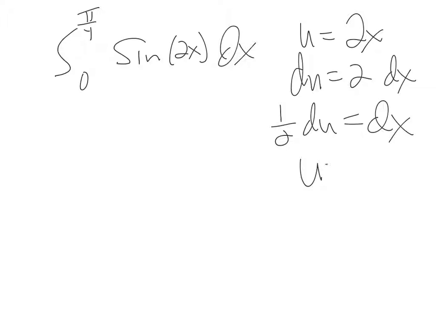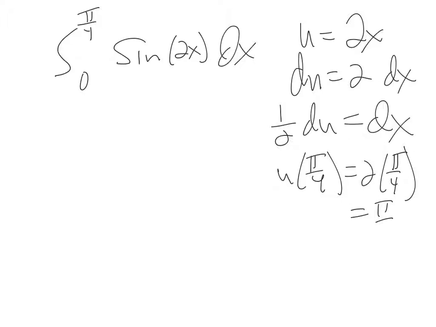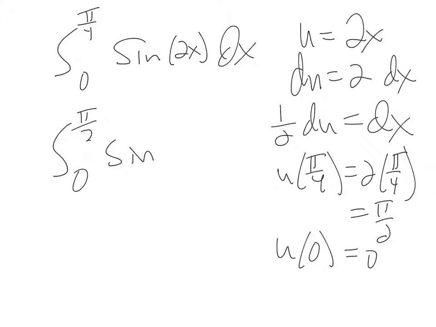And then, of course, let's change our limits so we don't have to do that back substitution. So u of pi over 4 is 2 times pi over 4, which is pi over 2. And then u of 0 is 0. So I'm not seeing any change as far as having to switch those limits. Instead of sine 2x, I'm finding the sine of u, du, and of course I can't forget about the 1/2 that I had, and I'm just going to bring that in the front.